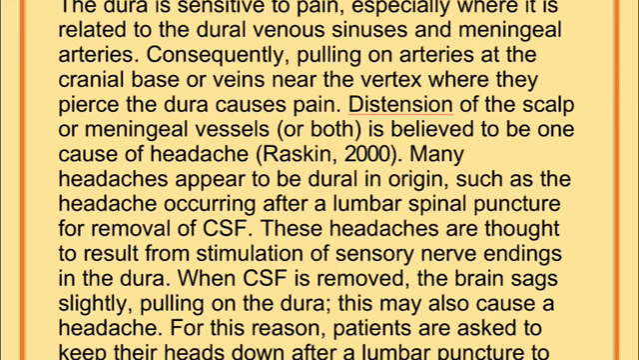The dura is sensitive to pain because it's related to dural venous sinuses and meningeal arteries. The sensitivity is profound where there are dural venous sinuses and meningeal arteries, such that when you have a pull on arteries at the cranial base or veins near the vertex where they are pierced by the dura, you have pain.